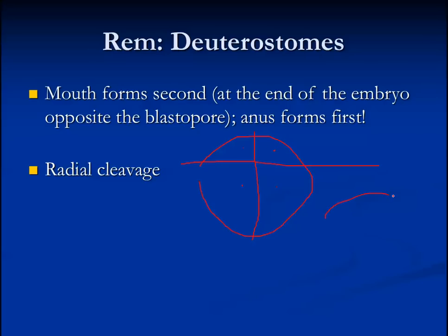But in spiral cleavage, it's sort of like bricks. So if these were two cells here, the cells here would be like this. All right, so deuterostomes have radial cleavage. Please look at the book pictures, much better than my drawings.